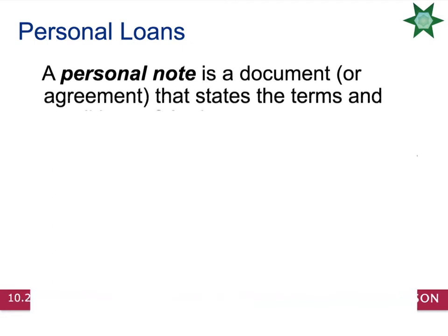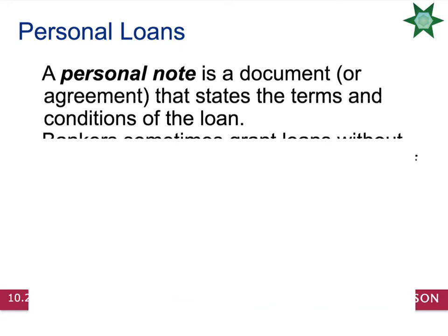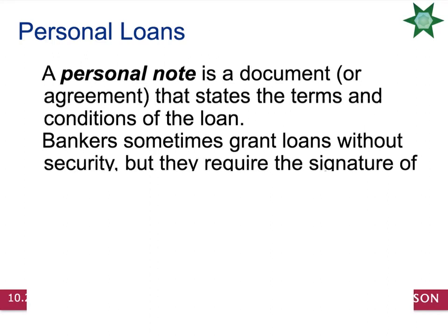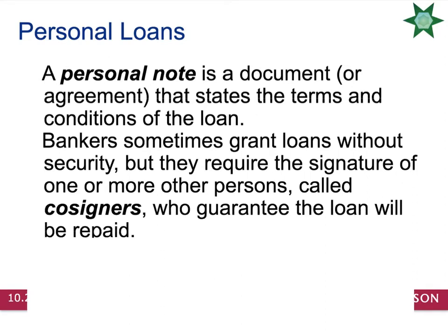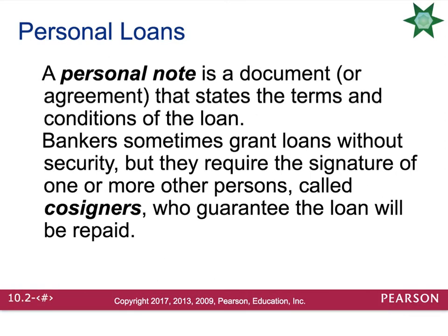A personal note is a document that states the terms and conditions of the loan. Bankers sometimes grant loans without security, but they require the signature of one or more other persons called cosigners who guarantee the loan will be repaid.